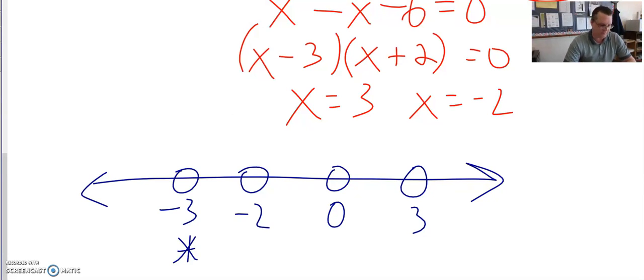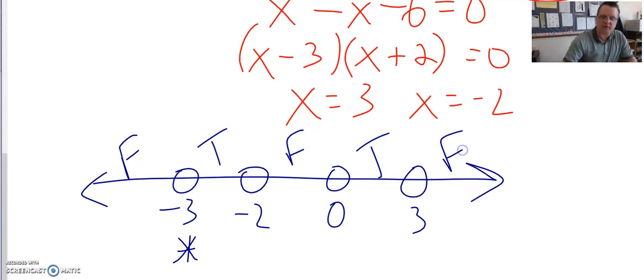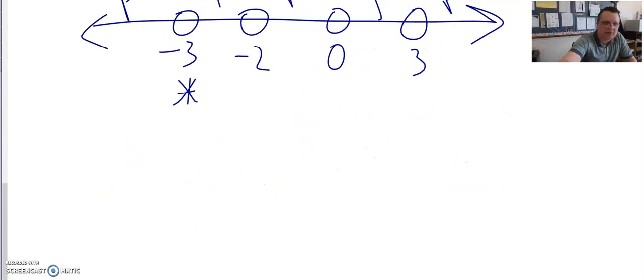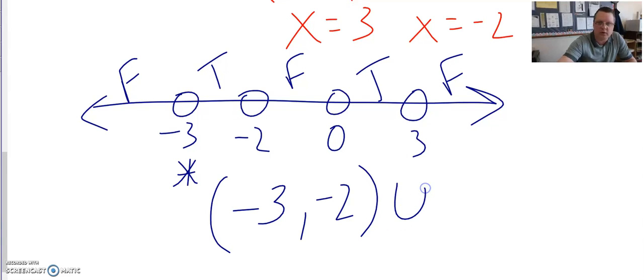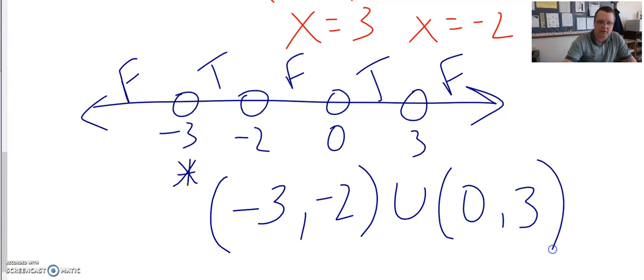Okay, so we don't have to color in any of them. Now, you're going to have to take it for granted here. Okay, I'm doing it for you. It's a false, it's a true, it's a false, it's a true, it's a false. That's just putting it all in the calculator, the whole entire original expression. Okay, so that's what you get. And you have to take the time to do this. Some of you are skipping steps. You know who you are. And it hurts you, okay, so we don't want to skip steps. So negative 3, negative 2, union, 0, 3.